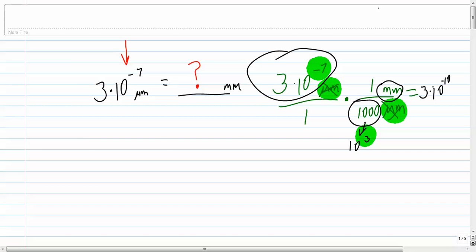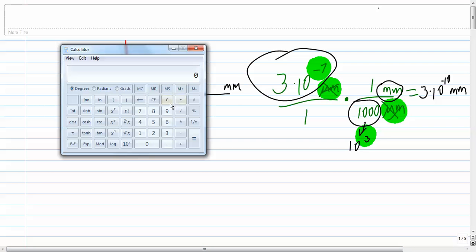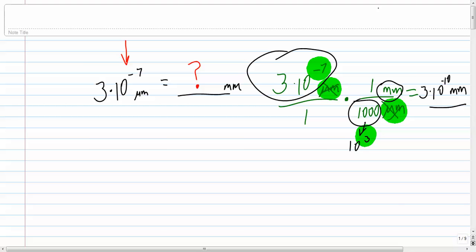What? That's going to be millimeters. And if you don't trust me, let's really quickly just blast it out on the calculator. So we've got 3 times 10 to the negative 7th divided by 1,000. And we get this, and I don't want to count those zeros, so I'm going to hit this button, and you get 3 times 10 to the negative 10th. So there you go. There are a bunch of conversion problems, just under 20 minutes. We made it.